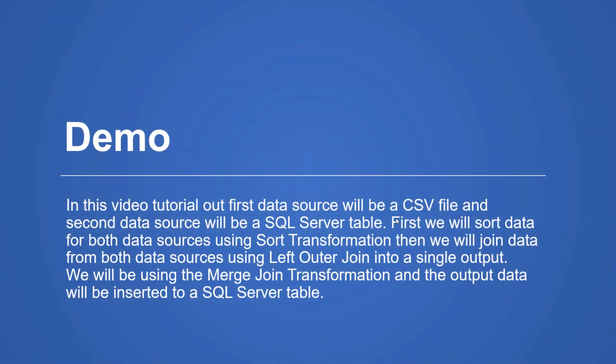In this video tutorial, our first data source will be a CSV file and second data source will be a SQL Server table. First we will sort data from both data sources using the sort transformation, then we will join data from both data sources using the left outer join and will produce a single output. We will be using the merge join transformation and the output data will be inserted to a SQL Server table. So without wasting time, let's start the demo.